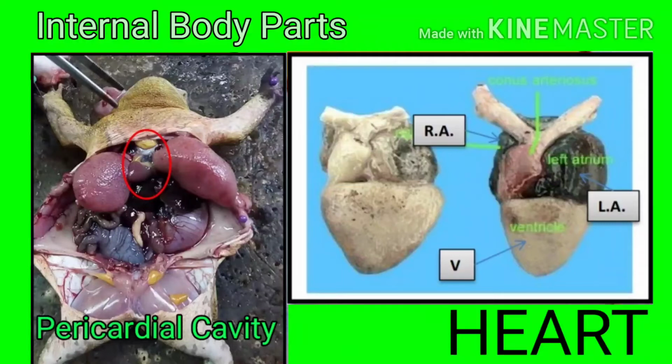So the function of the right atrium is to receive the deoxygenated blood from the different organs, which is carried by the vena cava, while the left atrium receives oxygenated blood from the lungs, which is carried by the pulmonary veins, and the ventricle carries both the oxygenated and deoxygenated blood from the atria.